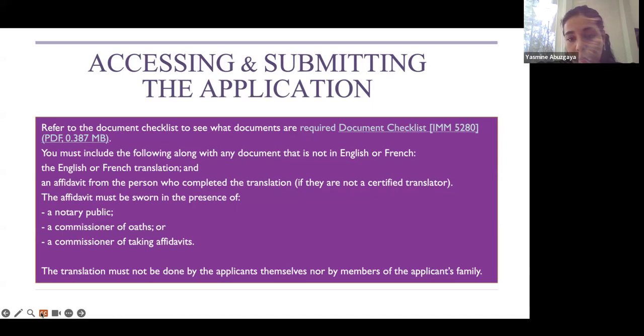It is extremely important when you are submitting the H&C application to refer to the document checklist and understand the specific documents and the specific forms that are required to submit this application. It is also important to ensure that any documents that you are providing to IRCC that are not in English or in French are accompanied by an English or French translation and an affidavit from the person who completed the translation if they're not a certified translator.